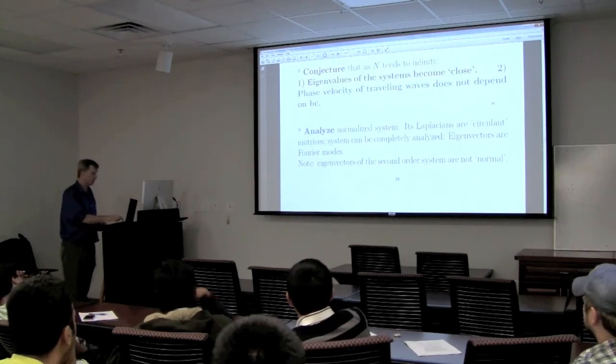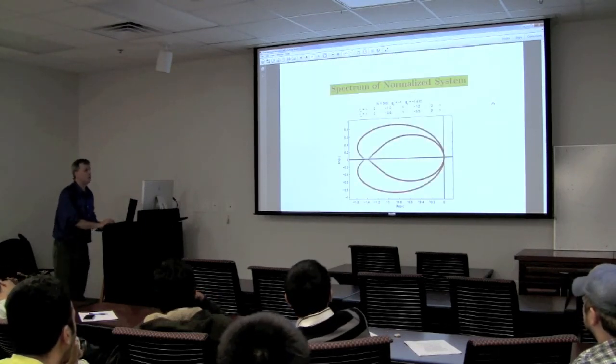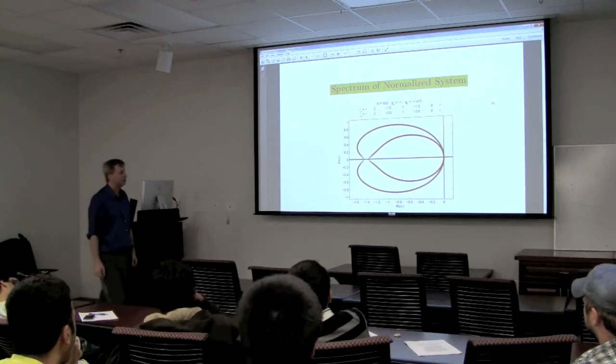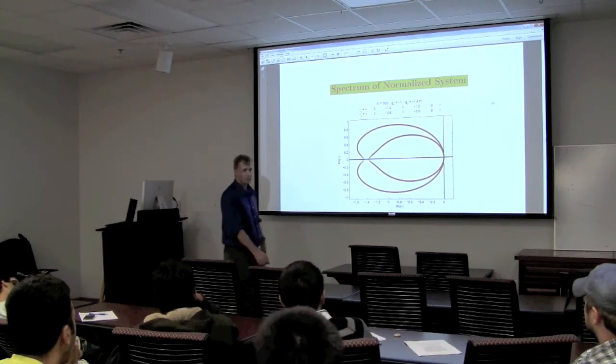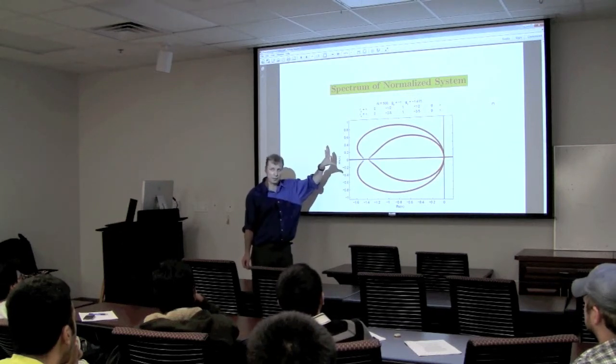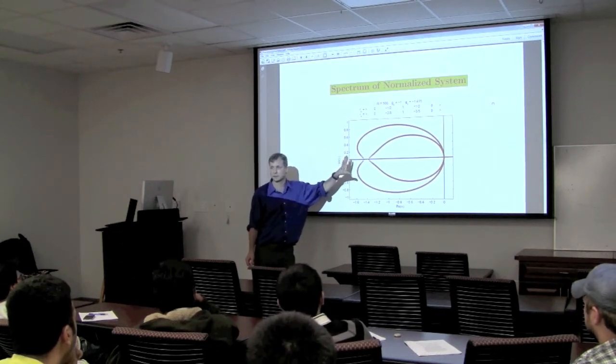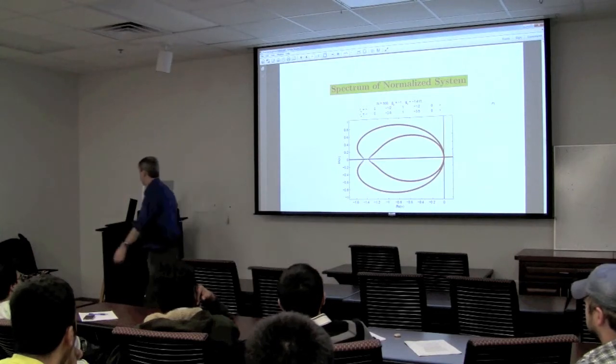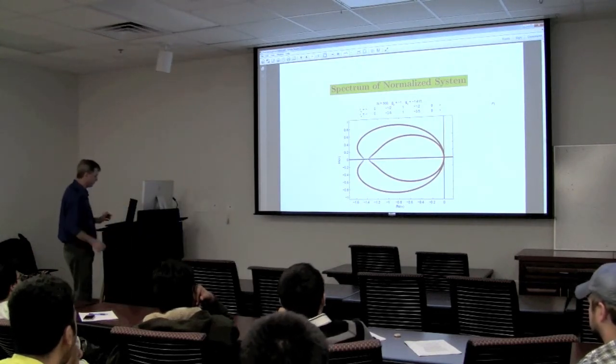I guess I'm running late, but anyway. And the normalized system has a nice sort of spectrum. You get beautiful curves out of this. And here's an example of a spectrum. This spectrum I can calculate, I can understand analytically, to a large extent.